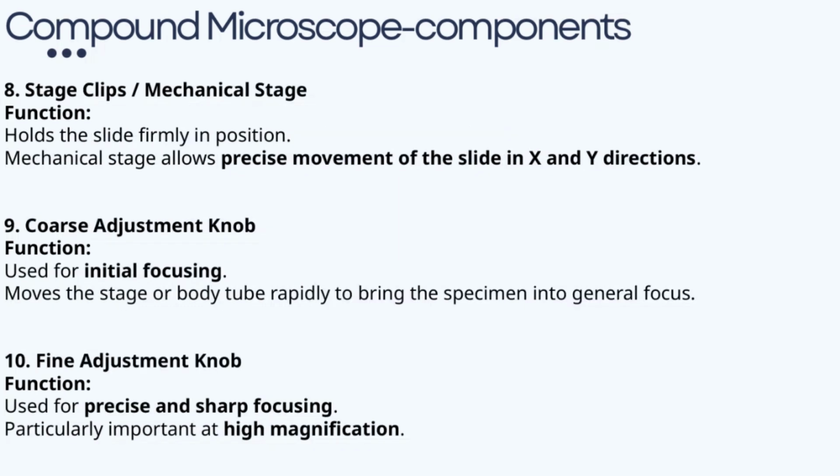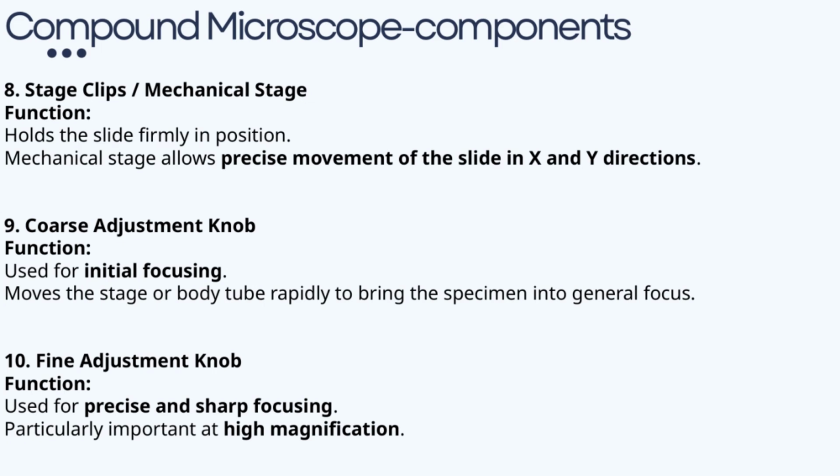Now, let's take a closer look at some of the key components of a compound microscope. First up is the stage clips or mechanical stage. These hold the slide firmly in place, ensuring it doesn't move around while you're viewing. The mechanical stage specifically allows for precise movement of the slide in both the X and Y directions. This means you can easily position your specimen exactly where you want it, making your observations more accurate and efficient.